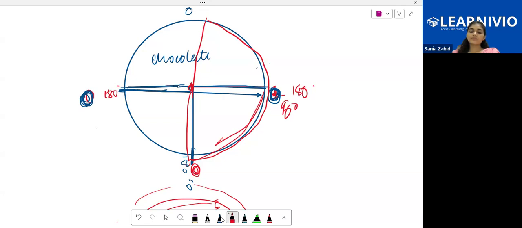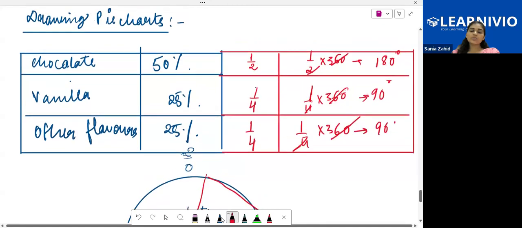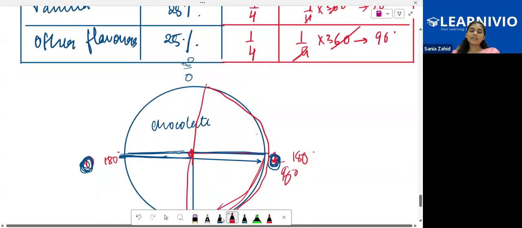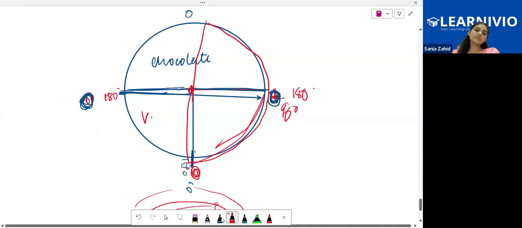Yes, ma'am. Correct. Okay. Now, ma'am, we have chocolate as 180 degree, vanilla. Write down vanilla over here and write down other flavors over here. So now you have the pie chart with you. Show me both of you.